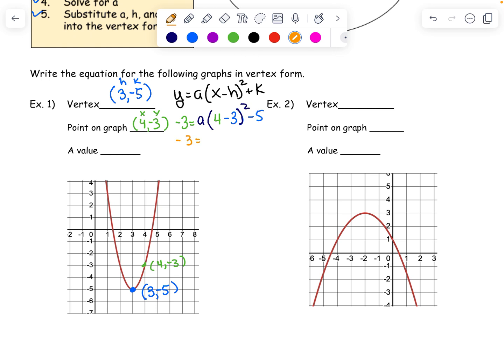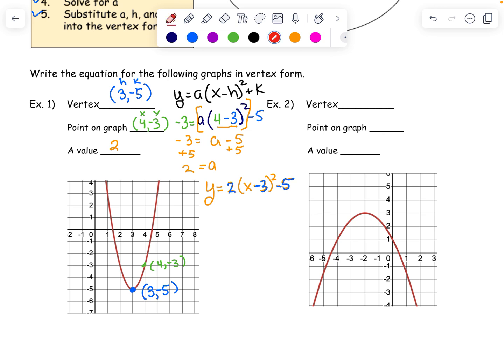So -3 is equal to, this is 1, and 1 squared, you guys are going to do this together, right? So 1 squared times a is just a, and then -5, and then you'd add 5, and your a is 2. Okay, so we can rewrite this as y equals 2(x - 3)² - 5, because at the end of the day, we just need the opposite of our h, our k, and our a. That's what we need to fill in.